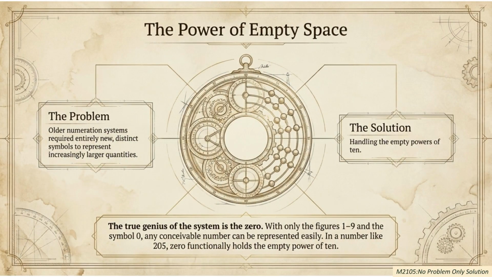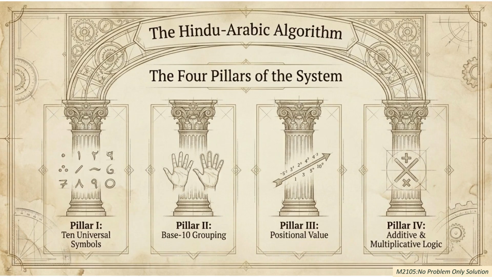The true genius of this system lies in the use of zero to handle empty powers of 10. With symbols 0 through 9, any number can be easily represented. The Hindu-Arabic algorithm is built on 4 pillars: 10 universal symbols, base 10 grouping, positional value, and additive and multiplicative logic.